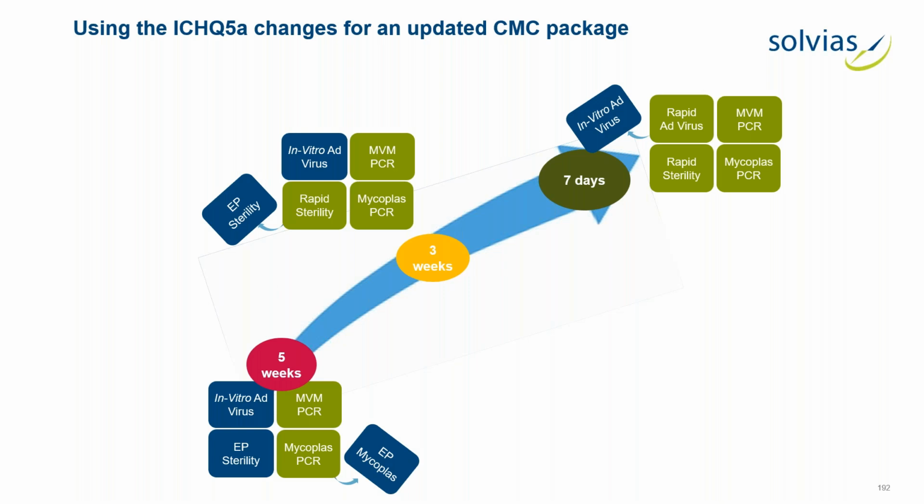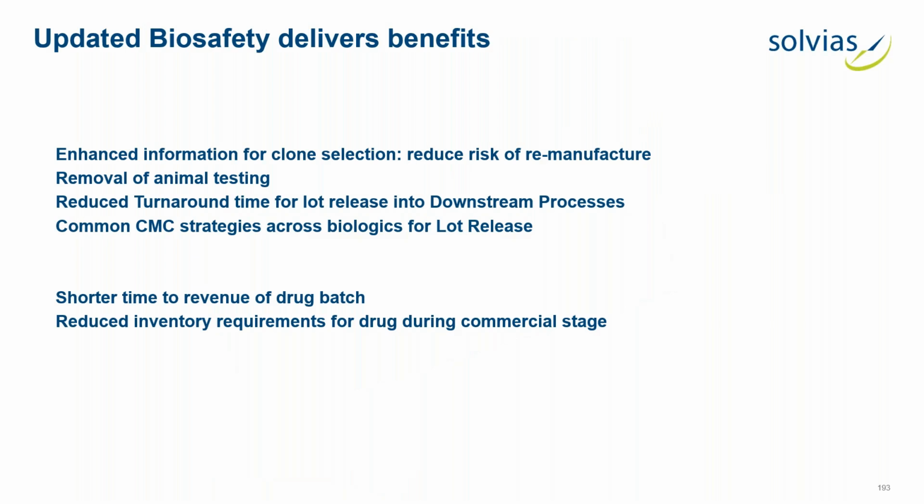So that will enable us to have a good shot at a 7-day turnaround time, which reflects not only the fact we're using the, should we say, widened goalposts that the ICH Q5A gives us, it also means that there are very significant advantages for manufacturers as well. It's not just a different way of baking bread, it's actually providing a very serious advantage to the manufacturers. It gives enhanced information for clone selection if we use that next generation sequencing at the front end, and it means we reduce risk of remanufacture.